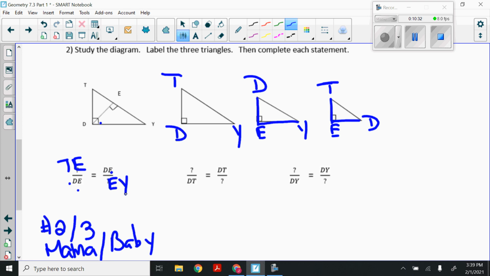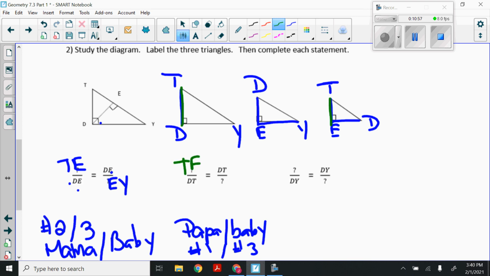I have a DT and a DT. Okay, so which two triangles have DT in them? The first one and the last one. So this is Papa and Baby, or number 1 and number 3 if you prefer. So DT in Papa is this side. Okay, let's switch colors there. DT in Papa is this side. That is in Baby, ET or TE.